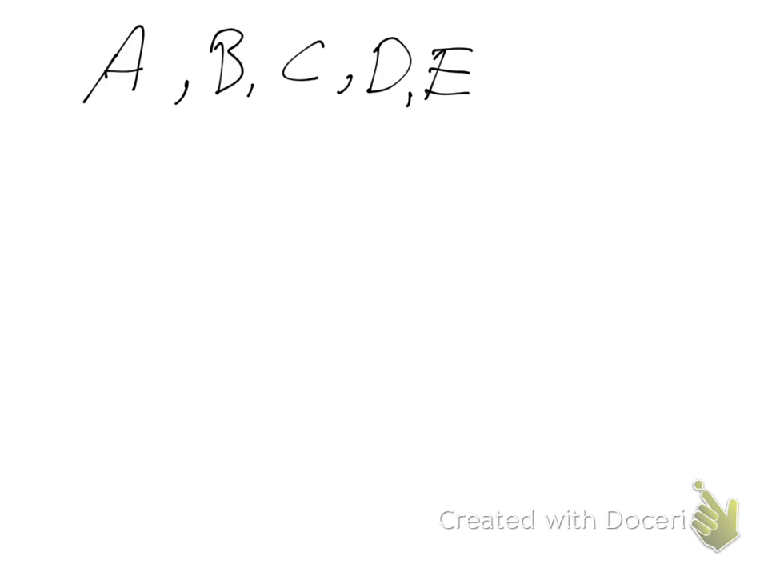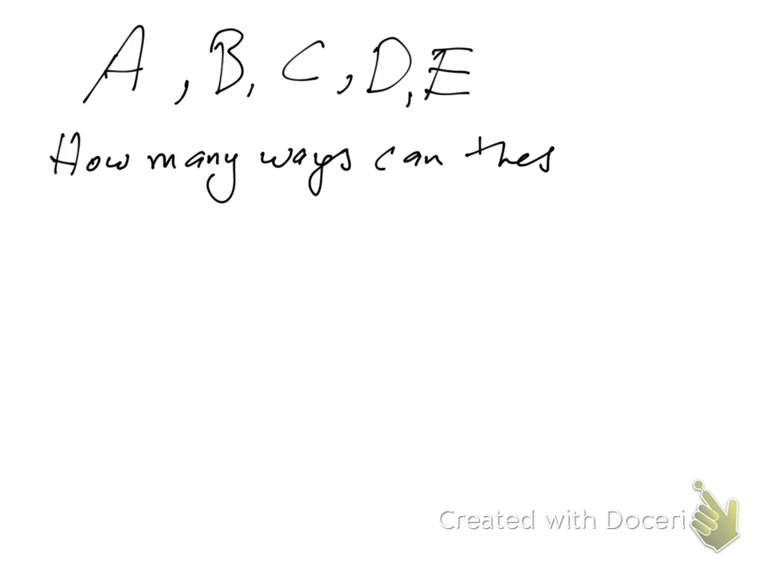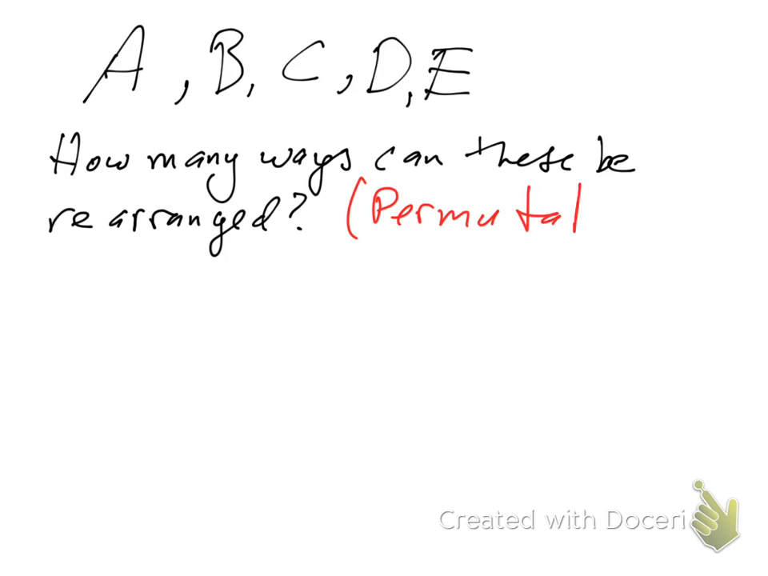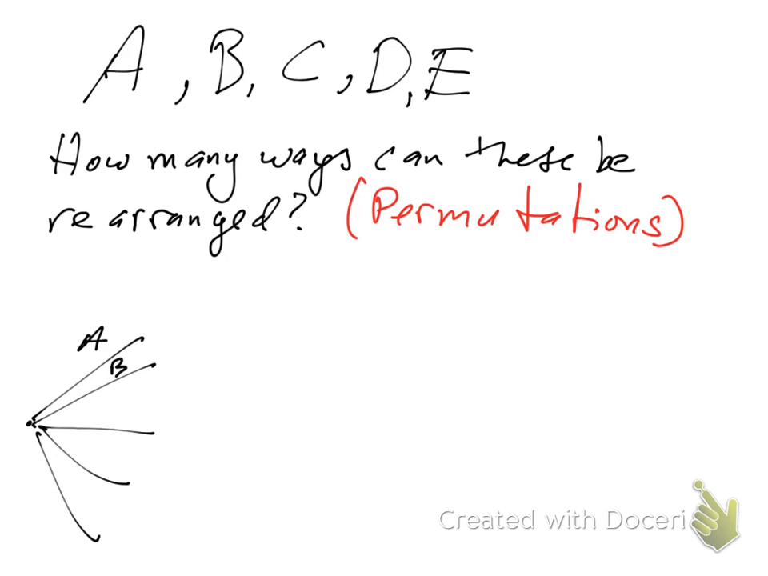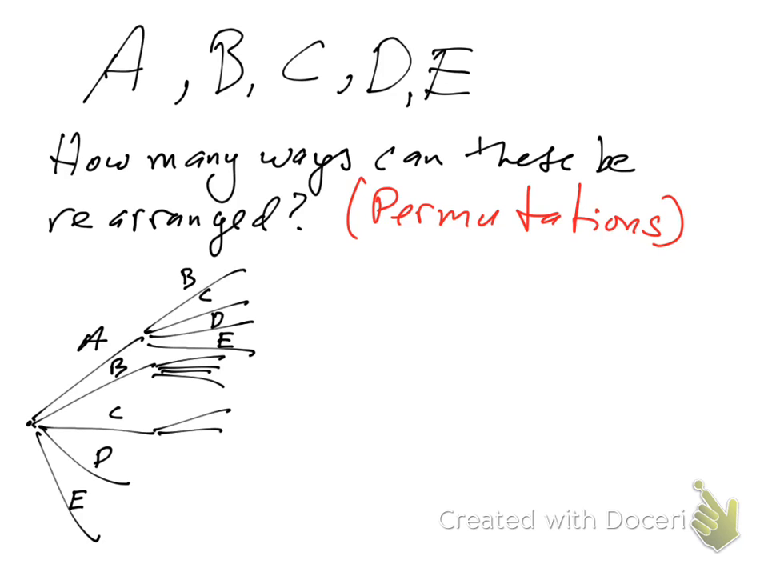So suppose I have 5 people whose names are A, B, C, D, and E, and I want to arrange them in a line. So how many ways can these letters be rearranged? And a rearrangement of a set is called a permutation. And so we can think of it this way. From a starting point, you've got 5 choices for first letter, A, B, C, D, and E. Now, if you picked A first, you've now got 4 choices for your second letter, B, C, D, E. And in fact, no matter what letter comes first, you've got 4 choices for your second letter.